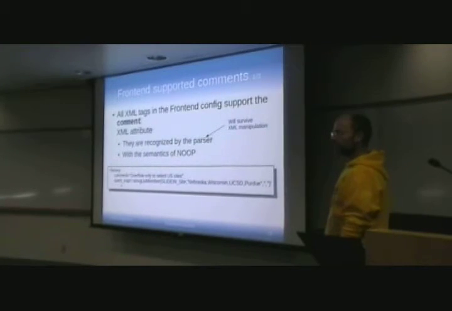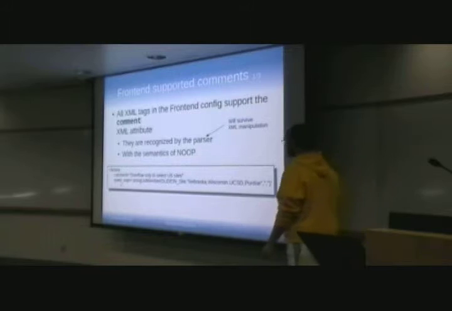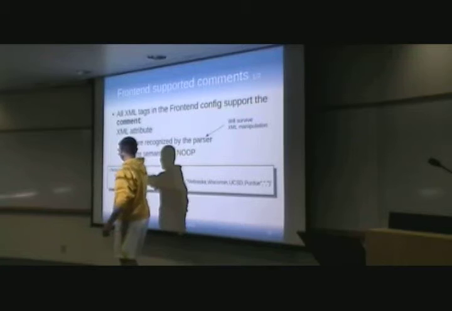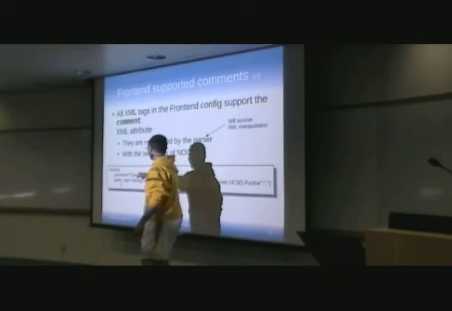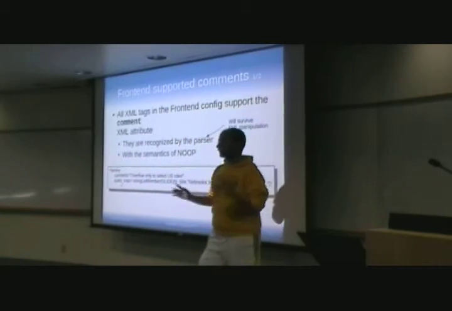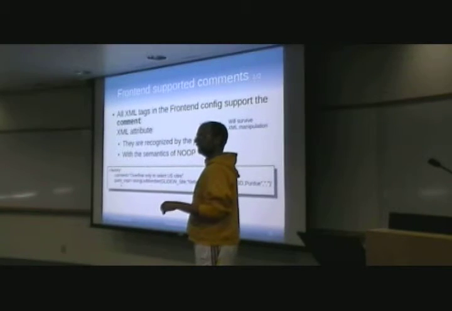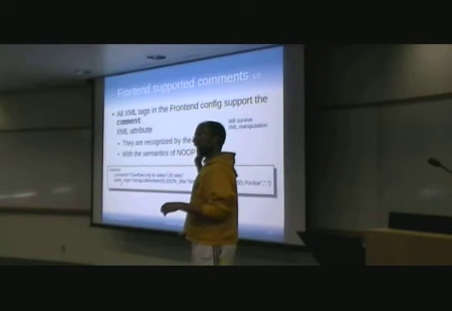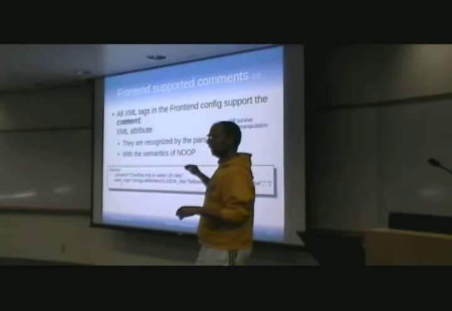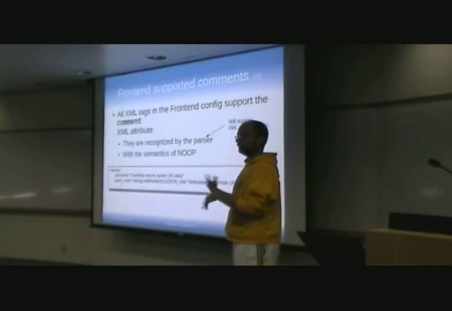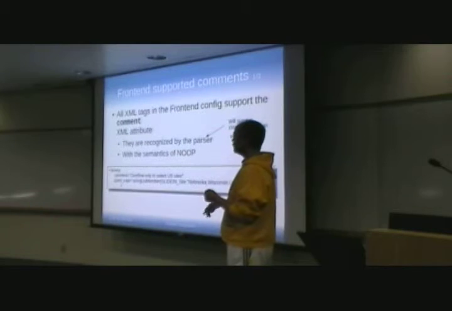So what the frontend does to help you with that is that all the tags can have an attribute called comment, and you can put any arbitrary string. It will not be used for anything, it's just there for you. You can put comment equals something in any of the tags, and this is your reminder. Since it is a standard XML attribute, even if it has no semantics, or the semantics is no-op, it will survive any manipulation. It will stay there. So when you want to comment something, do it that way.